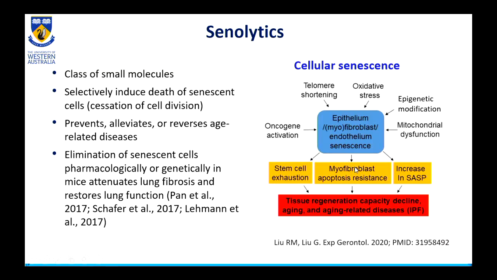You get myofibroblast resistance to apoptosis, as I mentioned before. These myofibroblasts just hang around. You get an increase in SASP, the senescence-associated secretory protein. What these are is really a load of cytokines, a whole range of cytokines which promote inflammation, and they actually promote cellular senescence as well. So this is just a milieu which keeps going on. All of this leads to a decline in tissue regeneration capacity and an increase in aging and age-related diseases, which is what we get in IPF.